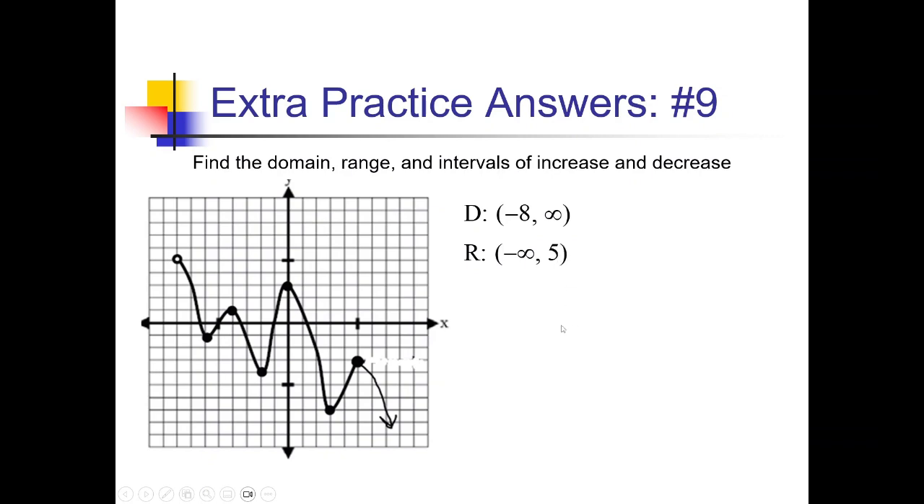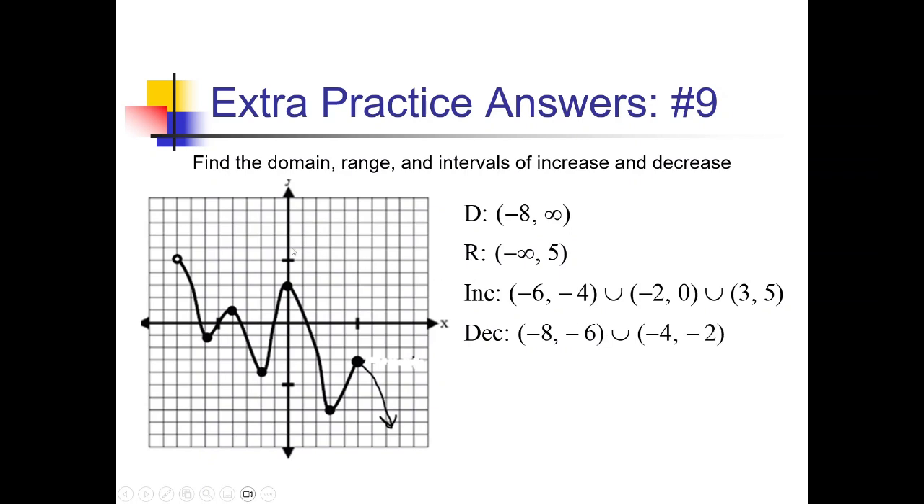Now for increasing, lots of spots this is happening. We're going from -6 to -4 right there. Next, we're going from -2 to 0. And we're also increasing from 3 to 5. And that's it for increasing. Decreasing, we're going from -8 down to -6, from -4 to -2, from 0 to 3, and finally from 5 all the way to infinity.